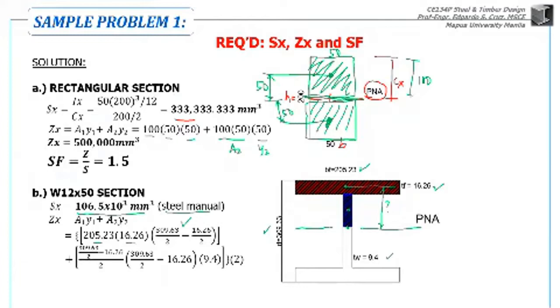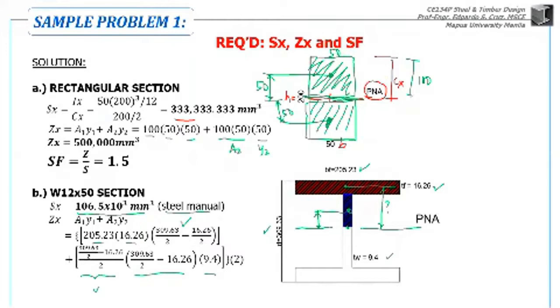Tapos yung kulay blue, yung area ng kulay blue, ito naman. So ito yung dimension ng kulay blue times thickness, 9.4. Area ng kulay blue. Tapos ito naman yung centroid distance ng kulay blue. Centroid distance ng kulay blue na area measured from the PNA. O, ito yan, yung distance ito. So lahat yan ay A1, Y1 pa lang.